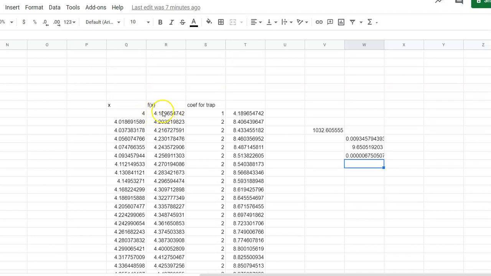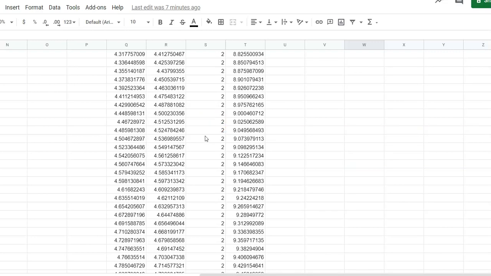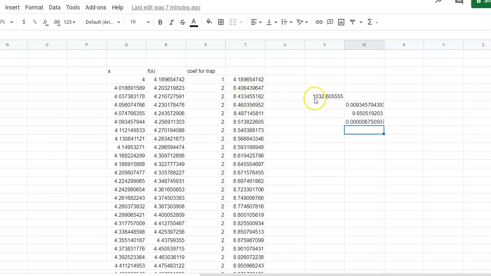I put that all in my first column, so of course I have many iterations of it going. Then my f of x was the formula, the natural log of x cubed plus 2. The coefficients for the trapezoidal rule are 1 for the first term, 2 for all the others except the last term, which is 1. Then I multiplied those coefficients to my outputs and summed them. This 0.0093 is 2 divided by 107, all of that divided by 2, because it's the delta x divided by 2. Then I got 9.650519 as the answer in Excel.